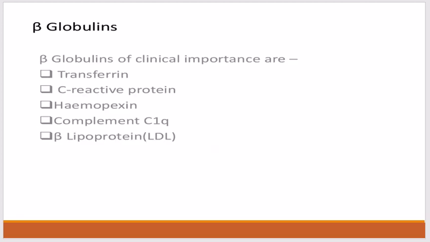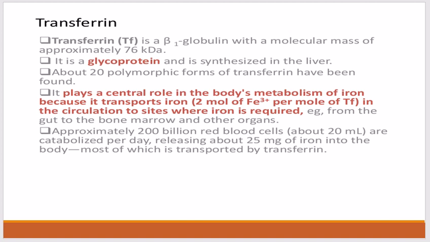Now, we will discuss the beta globulins, that includes transferrin, C-reactive protein, hemopexin, complement C1q and beta lipoproteins. We will discuss it one by one. In the very first, beta globulin is the transferrins.